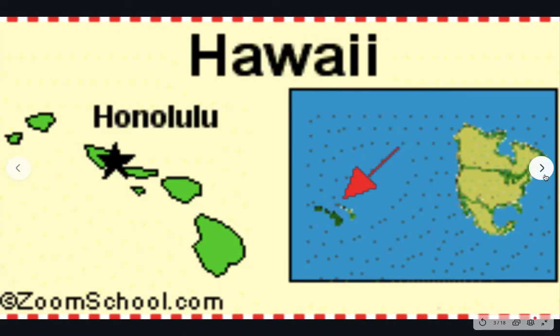Okay, next we have Hawaii. The capital of Hawaii is pronounced Honolulu. And Hawaii is a cluster of islands kind of away from the United States, but it is still considered one of the U.S. states, just like Alaska.